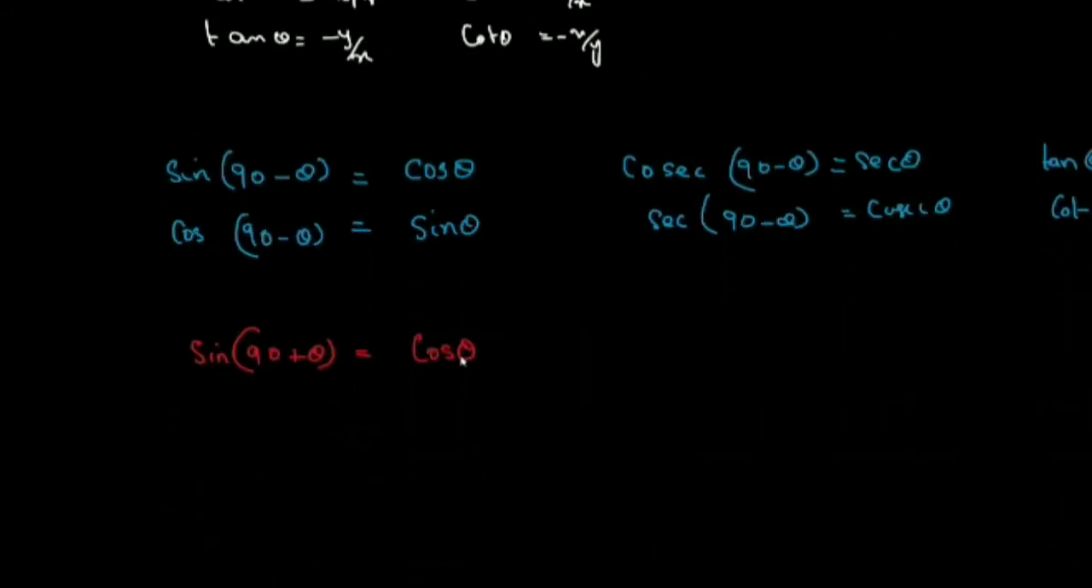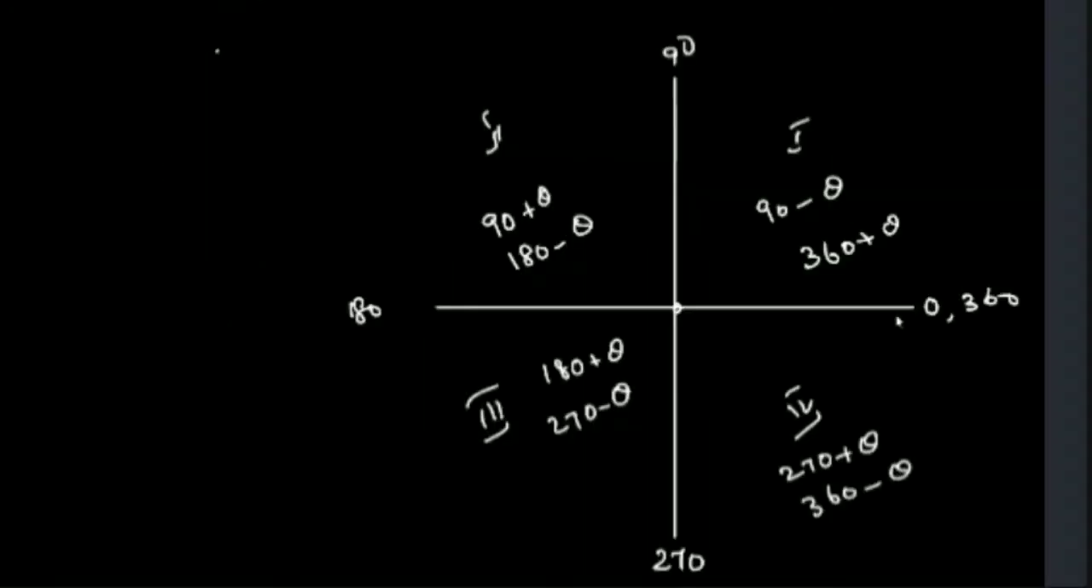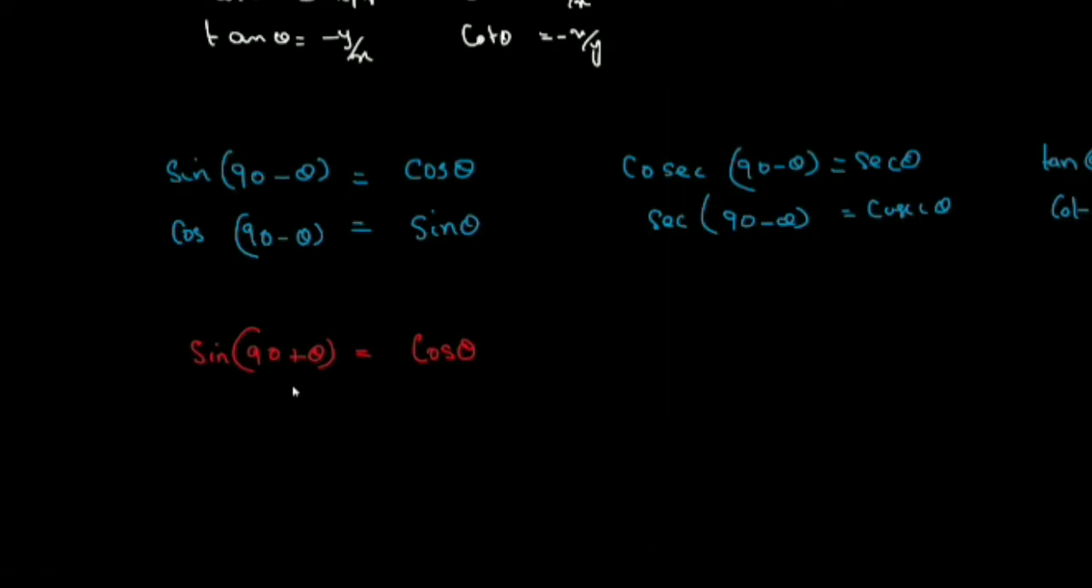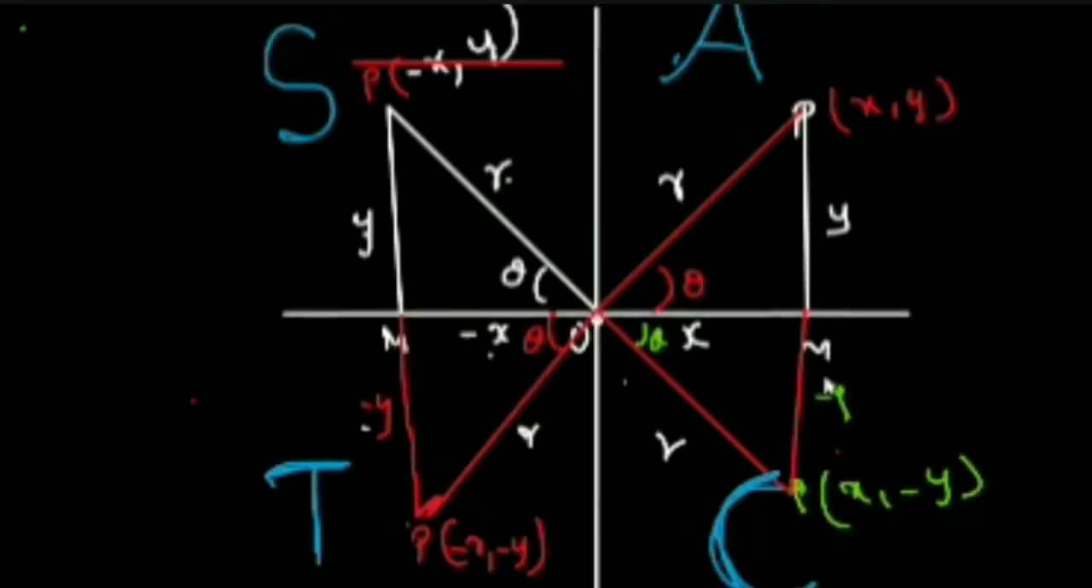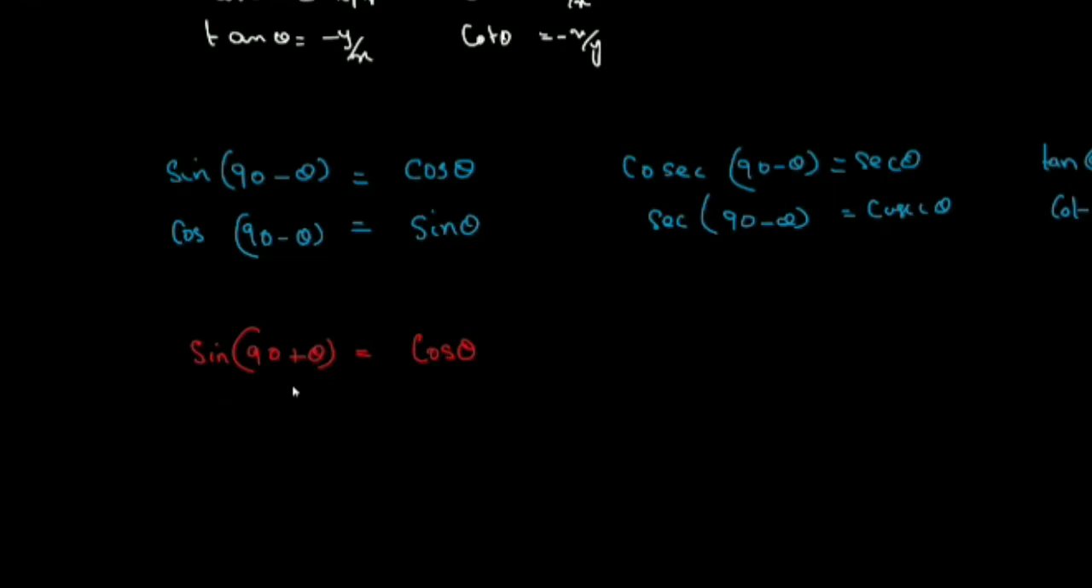Where is 90 plus theta? Which quadrant is 90 plus theta? Second quadrant. Which ratio is positive there? All silver teacups? Sine. So this sine should give a positive answer.